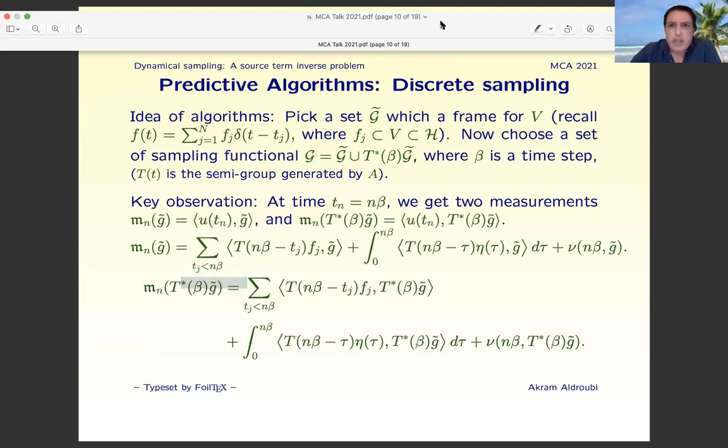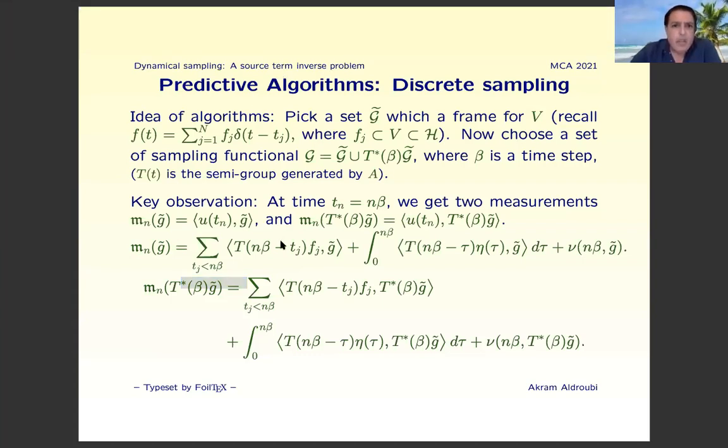Let me see if I can. Yeah. So you have this term right here, and this carries the burst right there. And this term right here, which carries the background, and this term, which has to do with the noise. The same thing for this one. Again, you have terms that are related to the burst, this term, which is related to the background, and this term, which is the noise of the measurement. And here is the main thing.